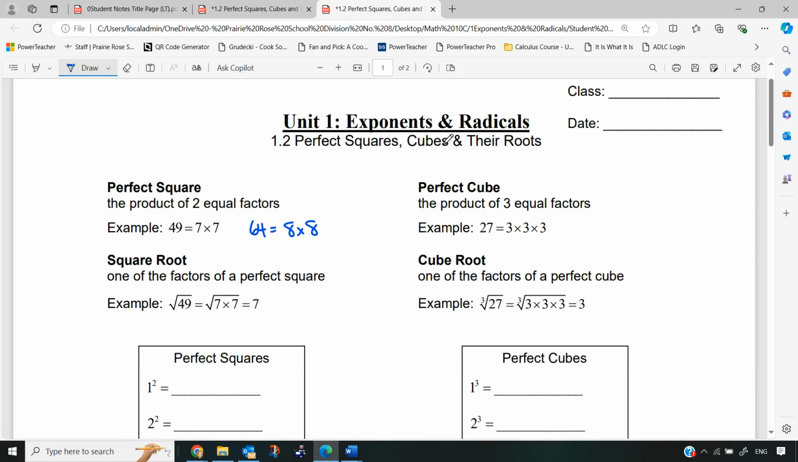The flip side of that is a square root. A square root is just one of the factors of a perfect square. So I said before that 81 is a perfect square. If I take the square root of 81, I'm going to get 9.